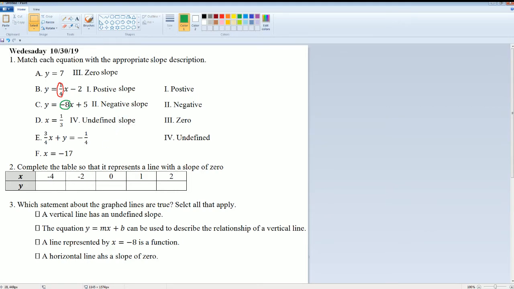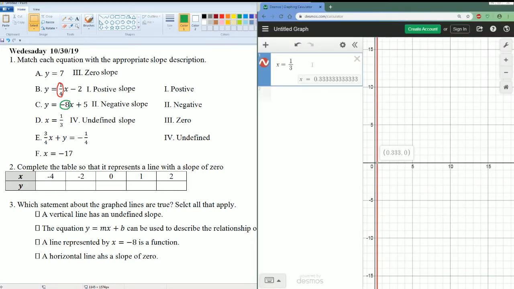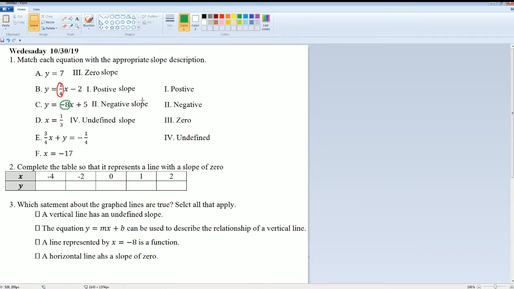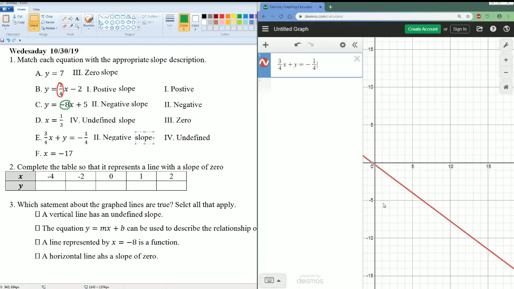All right. Good. The next one looks a little bit funky, but again, we're just going to graph it. 3 divided by 4x plus y is equal to negative 1 divided by 4. Oh, seems like it's going down, so just say that is negative slope, because notice it is going down. Because if we subtract the 3 over 4x to the other side, you're going to see its negative value.